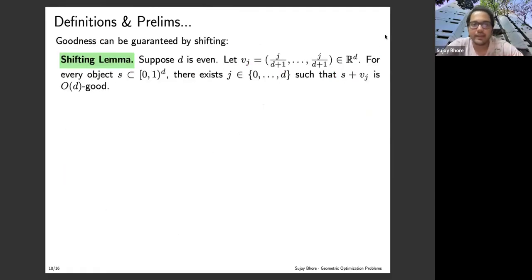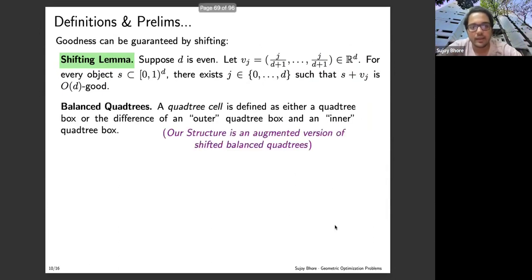Okay, so how do we achieve this goodness? This can be achieved by the so-called shifting lemma. So you take this whole arrangement and do this shifting, and this can guarantee that this goodness can be achieved. And of course, the quadtree doesn't have to be balanced, because it can happen that there is one long path of objects. Every other quadrant is fairly empty, so you keep going in one direction.